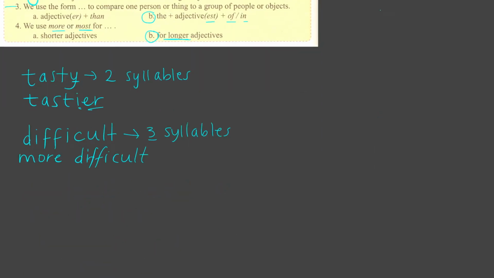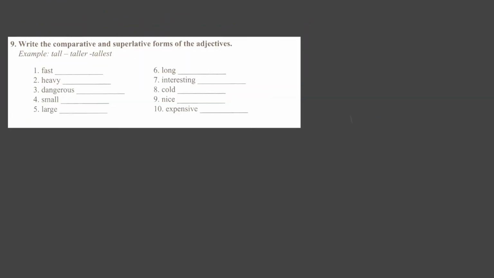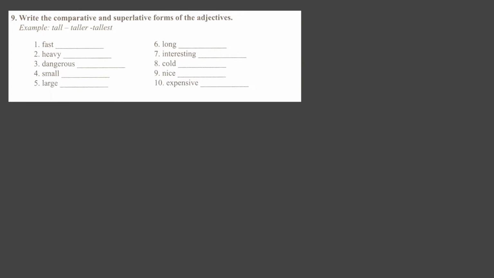All right. So now what we want to do is move to exercise 9. And we have some examples. So we're going to practice doing the comparative and superlative forms of these adjectives. So what you can do now is pause the video and try to do 1, 2, 3, 4, 5, 6, 7, 8, 9, and 10.